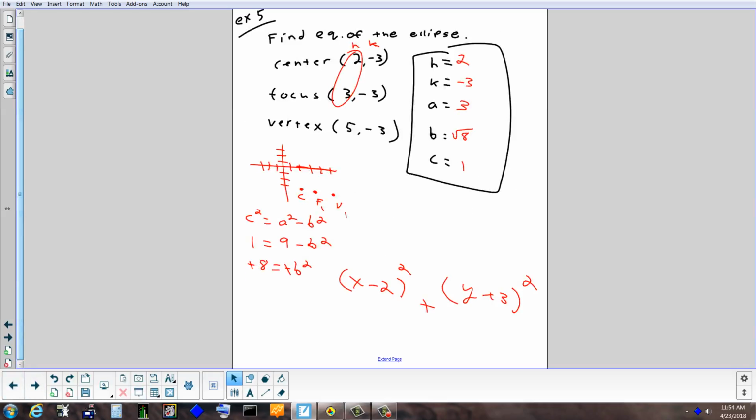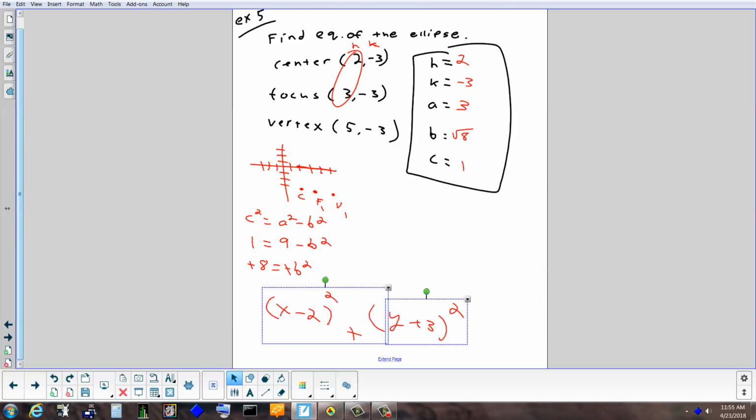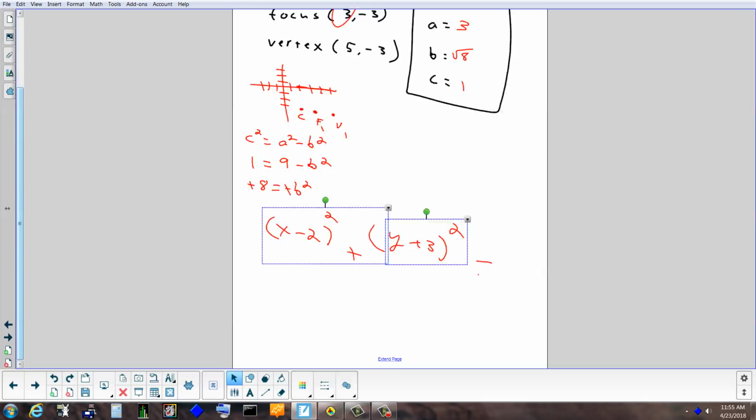Now, I said it was y minus k. Why did I put y plus 3? Because 3 is k. Careful, 3 is not k. It's minus and minus. Yep. Because k was negative 3. And that's always supposed to equal what number? 1.